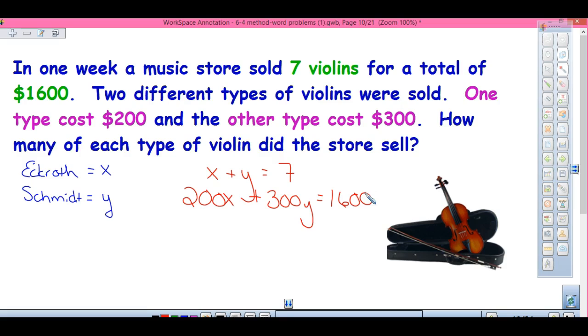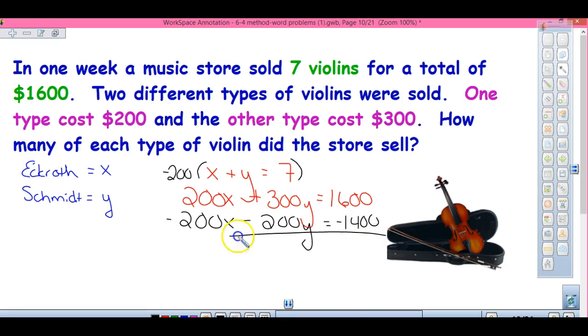Okay, now we need to solve it. Okay, the way I usually solve these is I like to do elimination. Remember how I talked about that being my favorite? Right? Okay, so what would we multiply the top by to be able to do this? Negative 200 to get my x's to be the same coefficient but opposite. Okay, so negative 200x minus 200y equals negative 1400. There you go.